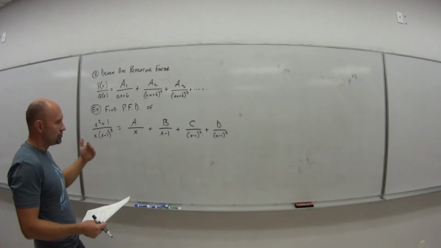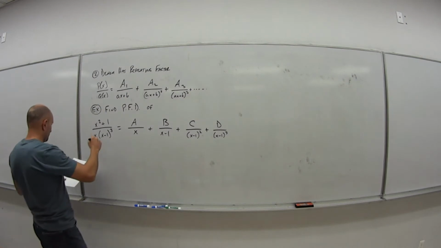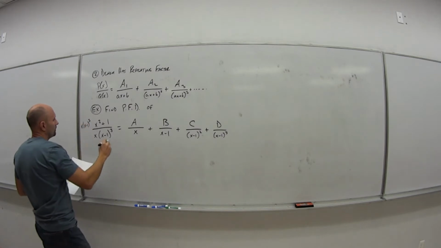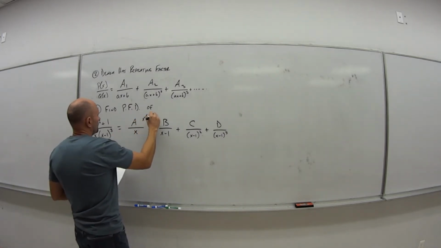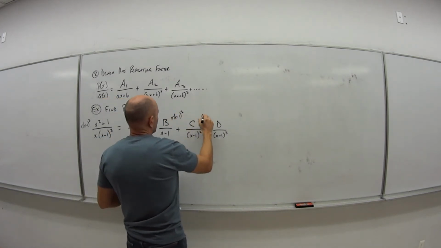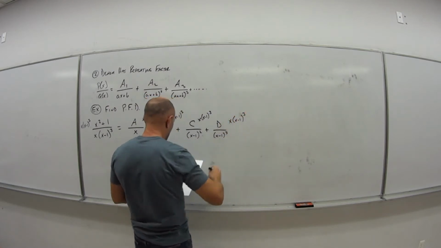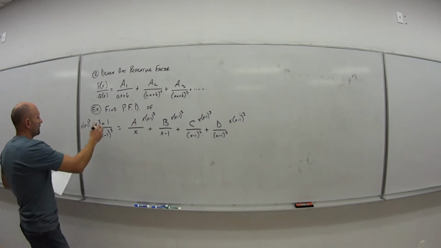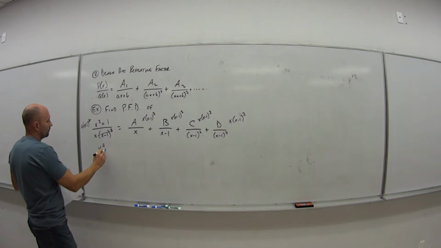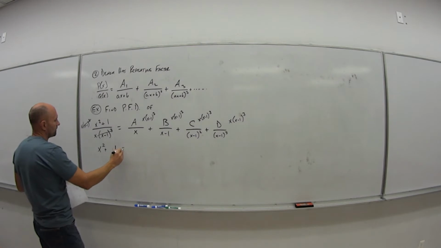So now, just as in example 1 or type 1, I multiply everything by the LCD. So I'm multiplying everything by x times x minus 1 to the third. So on the left, when I do that, what happens? The whole thing cancels out like it always should. So you get x squared plus 1.